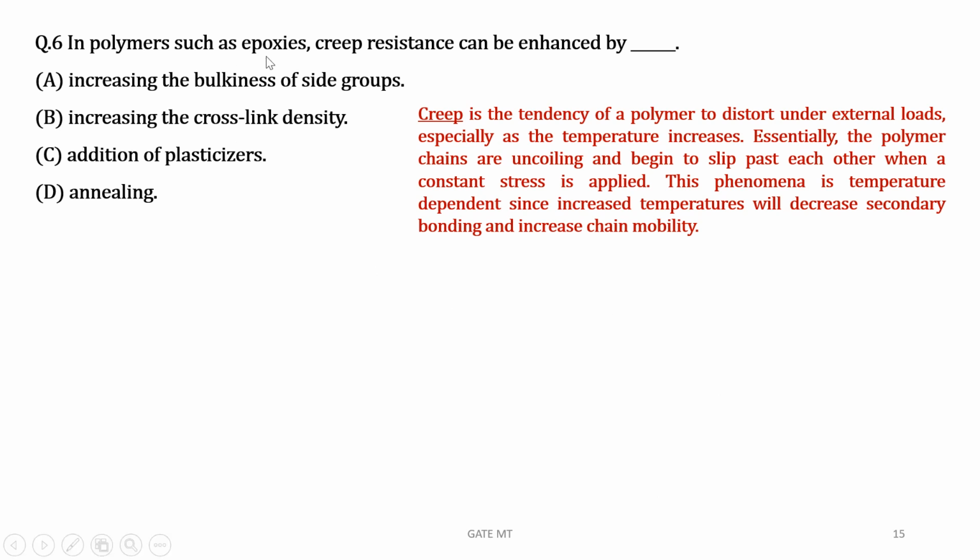So what is creep in case of polymers? In case of metals, we know that under a constant load at room temperature, they will start elongating. From a polymer's perspective, it is the tendency of the polymer to distort under external loads as temperature increases. We know that polymers will be in a highly coiled semi-crystalline state, right? So as the polymer experiences the static load, the chains will start uncoiling and they will slip past each other as the stress is applied. This phenomenon is temperature dependent, and increased temperature will decrease the secondary bonding between the chains. That is why this uncoiling happens.